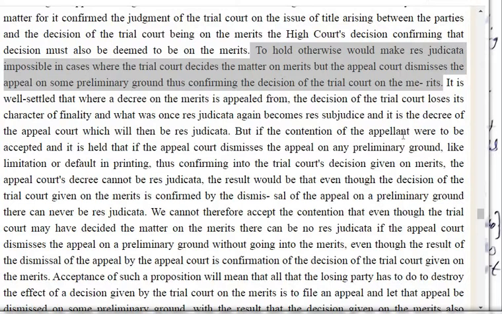But if the contention of the appellant were to be accepted, and it is held that if the appeal court dismisses the appeal on the preliminary ground, like limitation or default in printing, thus confirming the trial court's decision given on merits, the appellate court decree cannot be res judicata. The result would be that even though the decision of the trial court given on the merits is confirmed by the dismissal of the appeal on a preliminary ground, there can never be res judicata.